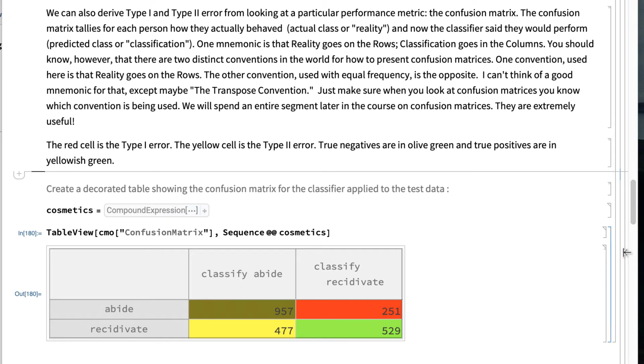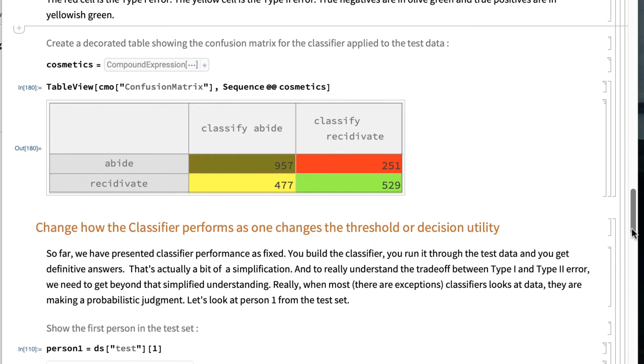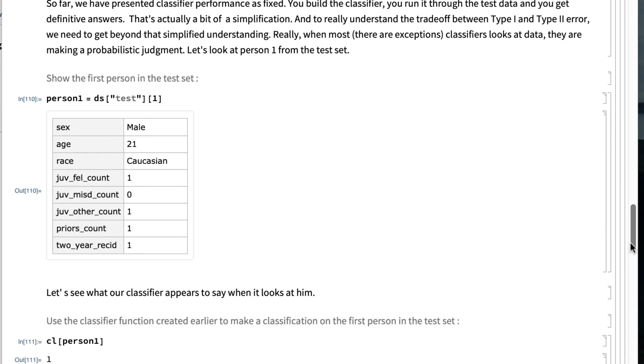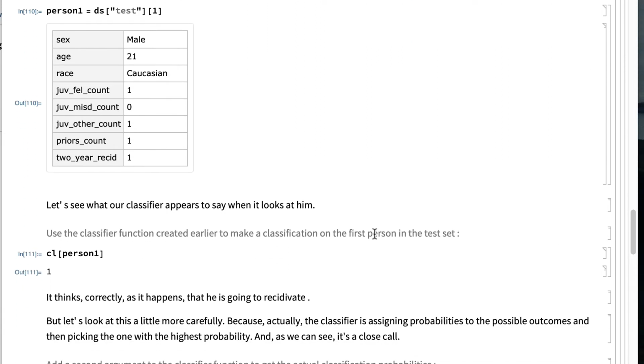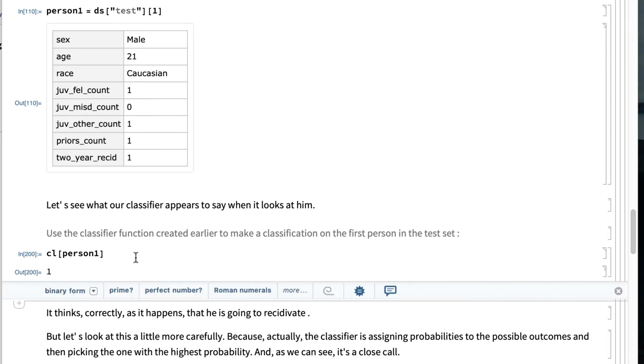Okay, now let's shift gears a little bit. Let's look at how the classifier performed on a particular person, the first person in our data set. Seems to be a 21-year-old Caucasian male with 1 juvenile felony, 1 other juvenile count, 1 prior, and as it turns out, he did recidivate. So when the classifier looks at him, it magically determines, I think you're going to recidivate.